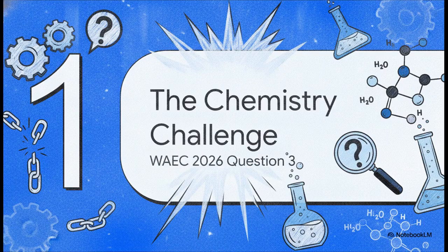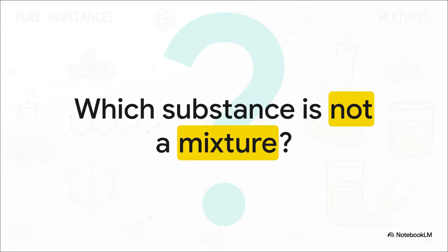Section 1. The Chemistry Challenge. All right, we're diving straight in and putting the challenge right up front so we know exactly what we're up against. Take a really close look at this WAEC question. It asks, which of the following substances is not a mixture? And our options are A, iron rod, B, urine, C, seawater, and D, brine.